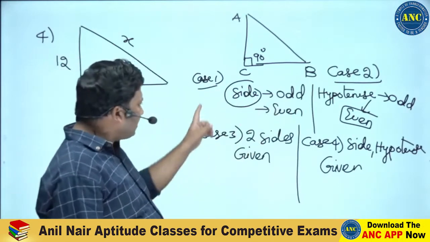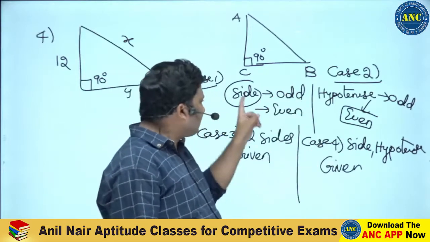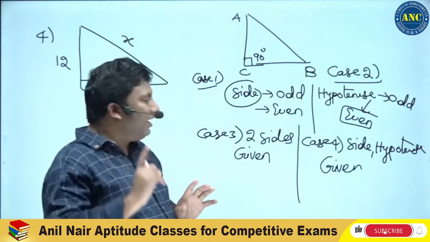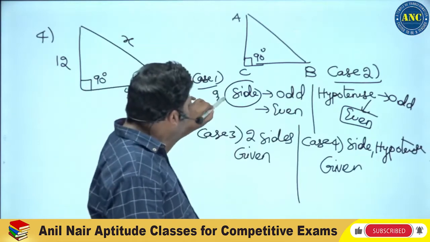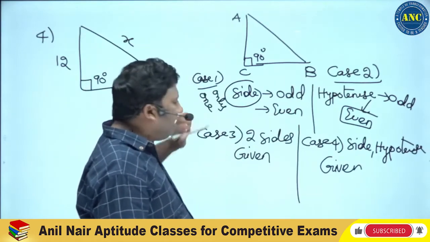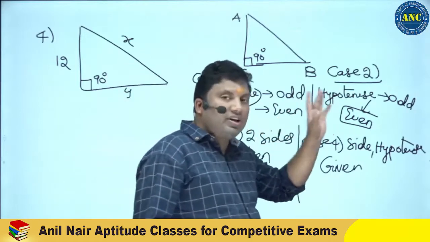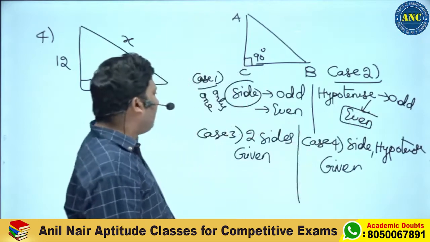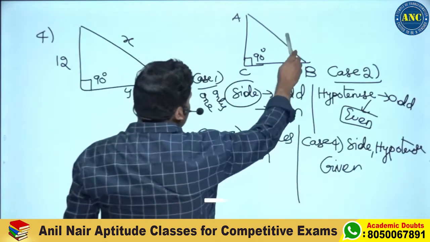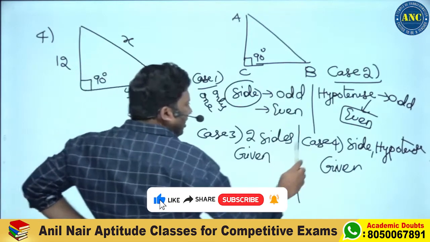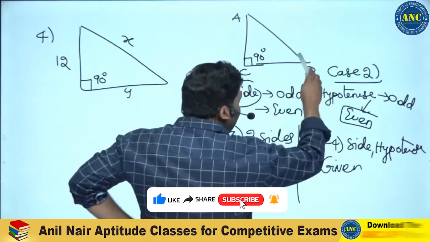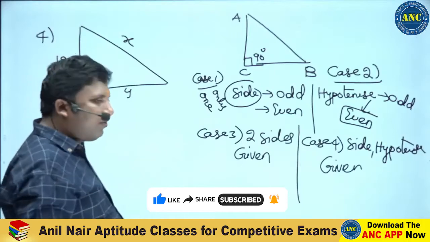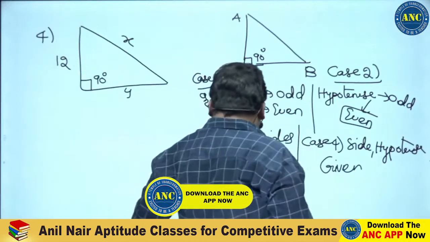In the first class, we will do all these cases. Side can be an odd number, side can be an even number. Only one side is given. Only hypotenuse value is given, either an odd number or an even number. Or two sides are given, and the third side we need to find out. Case number 4, one side and hypotenuse will be given, and the third side we need to find out. One by one we will get into it. Now listen carefully.